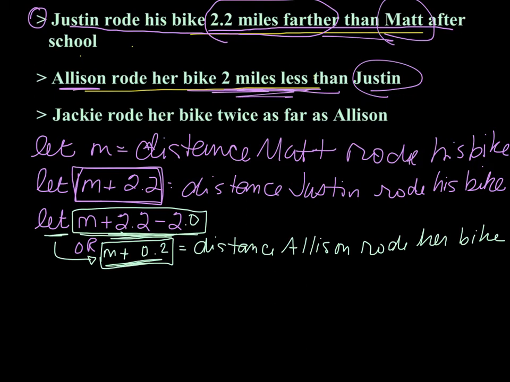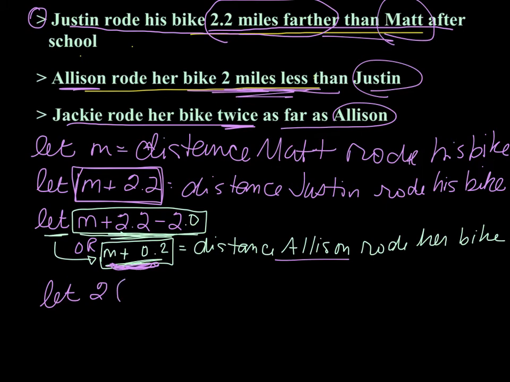And the next one I have is Jackie rode her bike twice. We know that means 2 times. Twice as far as Allison. So Allison was our last let statement. And you can see immediately why I want to use this shorter expression right here. I'm going to be doubling that. Now, because I'm doubling this whole entire thing, it belongs in parentheses. So I'm going to have let 2 times the quantity of M plus 0.2. It's very important that you use those parentheses because this whole entire thing gets done first, and that whole entire thing gets doubled. And that, of course, is equal to the distance that Jackie rode her bike.